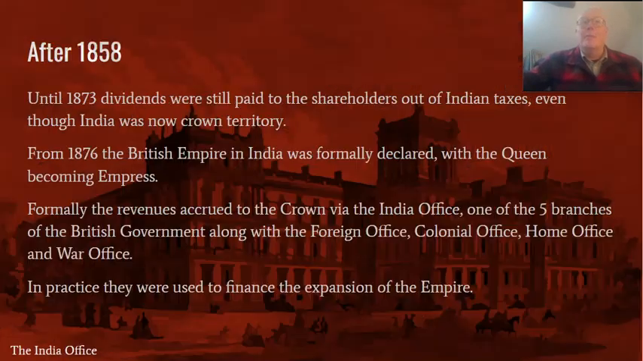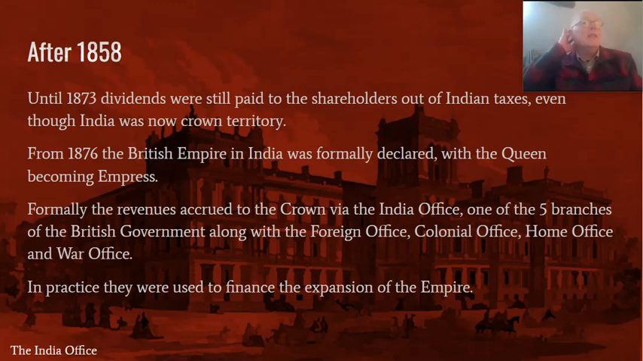Indian subcontinent. After 1858, the East India Company was nationalised. For a period up until 1873, dividends continued to be paid to the shareholders out of Indian taxes, even though India was now a crown territory. After 1873, the East India Company was wound up and the shareholders no longer got dividends. So direct income to the rentier class stopped from tribute.